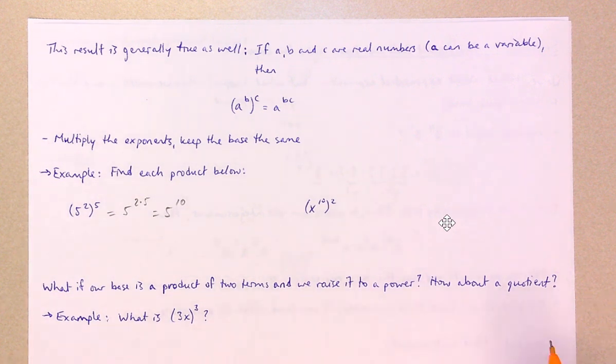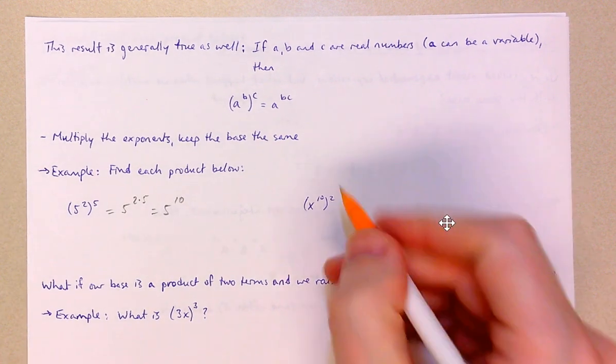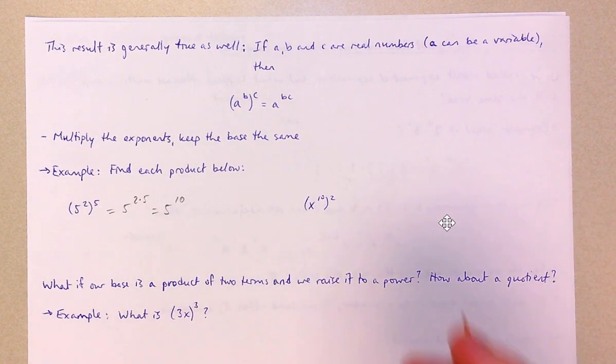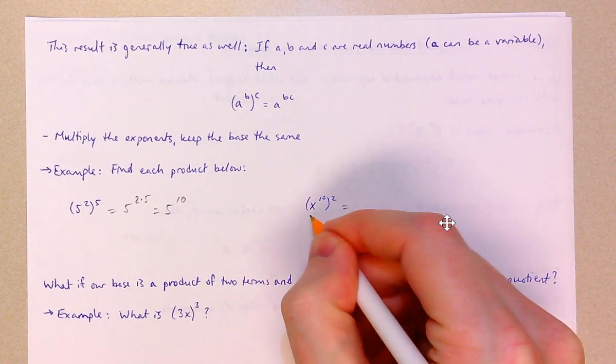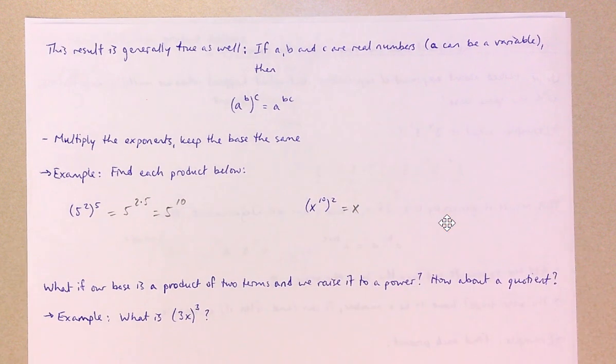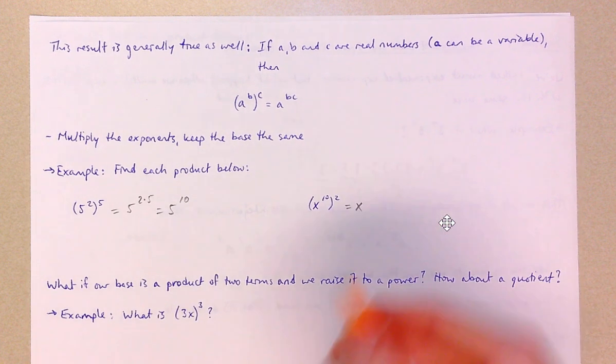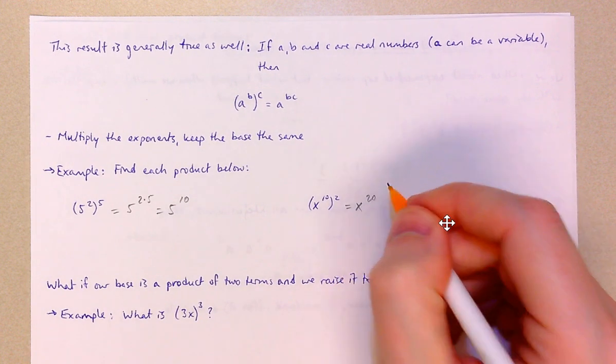And then the second one, x to the 10th power, and that thing squared, or raised to the power of 2. So it's going to be just the same kind of thing. The base remains the same, and then the exponents get multiplied, and 10 times 2 is equal to 20.